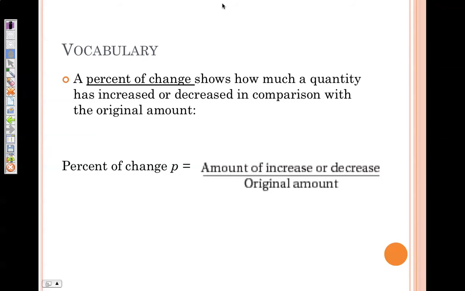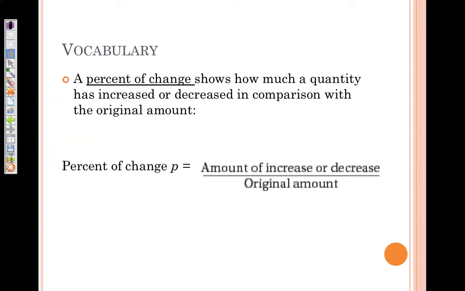All right, let's start off with some vocabulary and find your guided notes for lesson 7. It's entitled Percent of Increase and Decrease. And your vocabulary word is percent of change. So simply fill in those 3 blanks in your guided notes, percent of change. And as you're writing that, just listen. A percent of change shows how much a quantity has increased or decreased in comparison with the original amount.